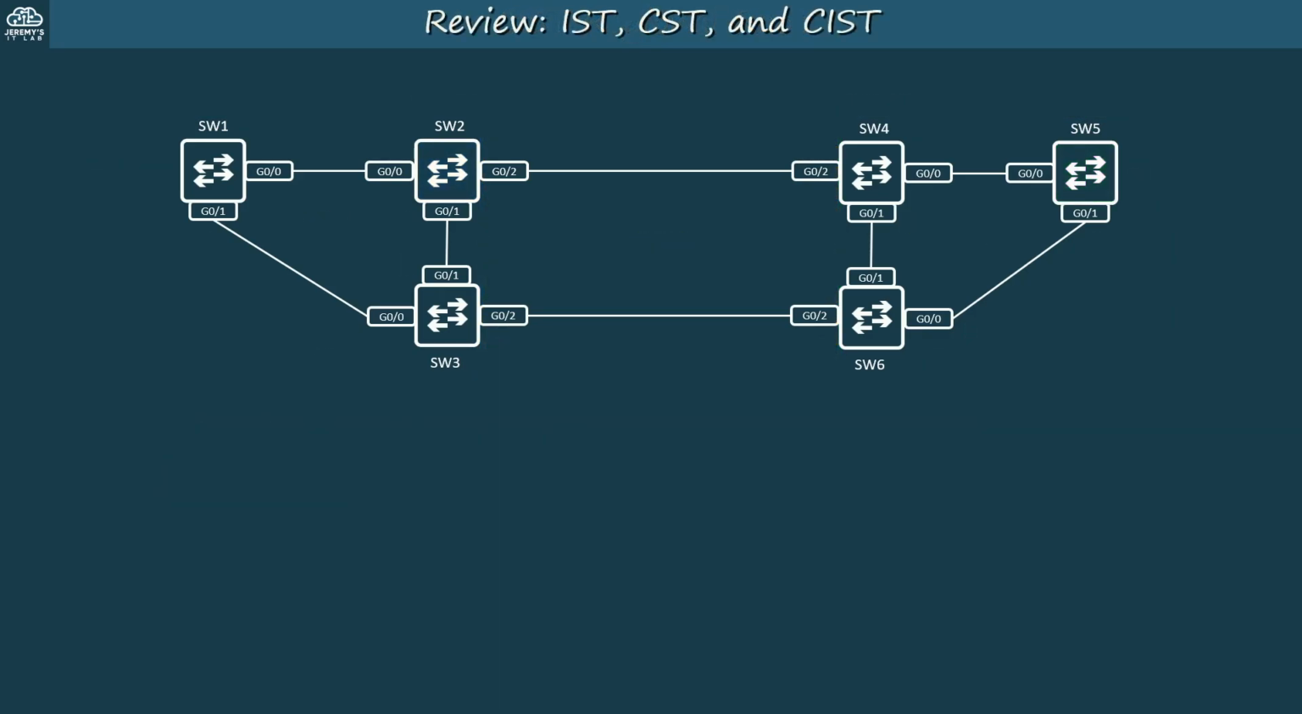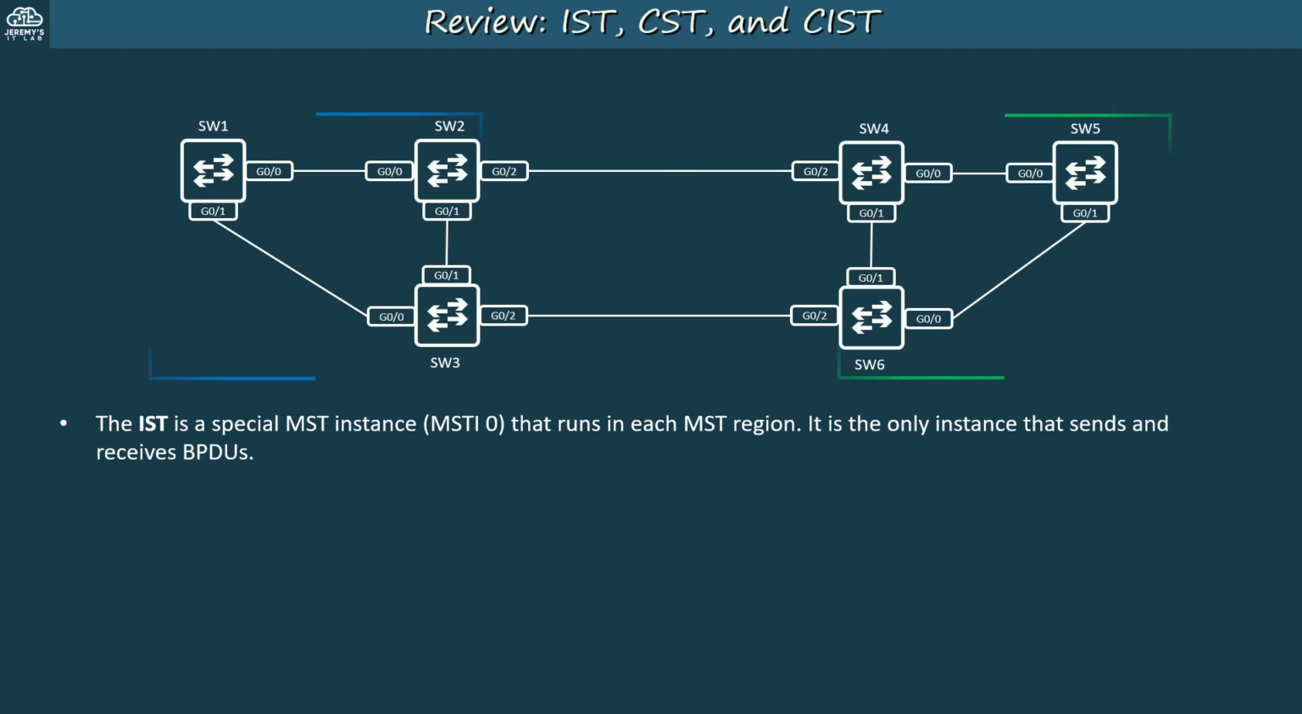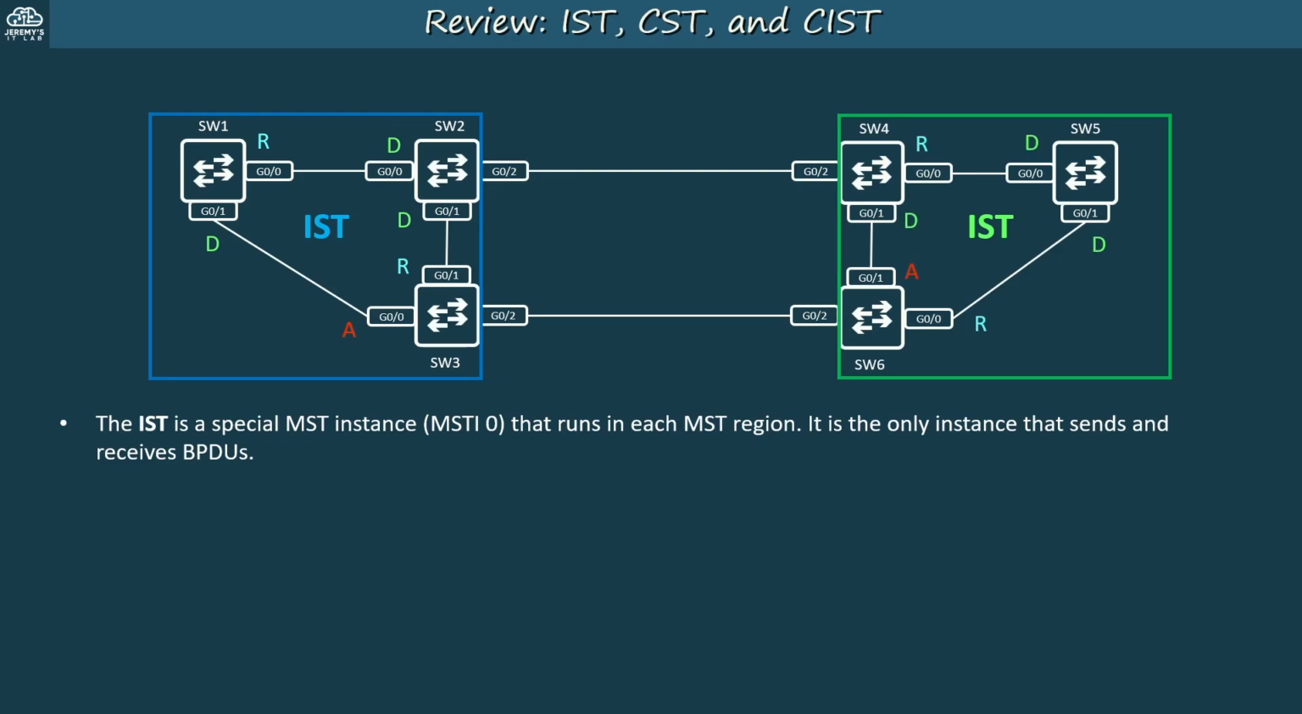Okay, we've covered several new concepts. So before moving on to the final section, let's review what we've covered, comparing the IST, CST, and CIST. The IST, internal spanning tree, is a special MST instance, instance 0, that runs in each MST region. It is the only instance that sends and receives BPDUs. In this diagram, you can see two ISTs, one for Region123 on the left, and one for Region456 on the right. Here are the port roles for Region123's IST, with switch 2 as the root, and here are the port roles for Region456's IST, with switch 5 as the root.